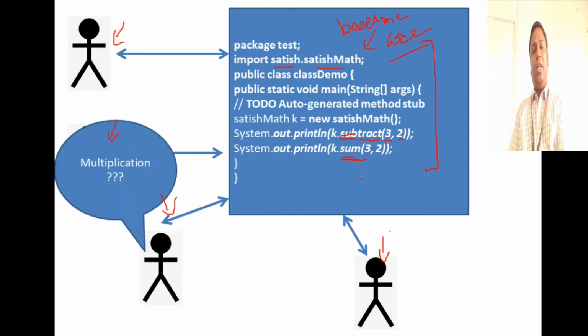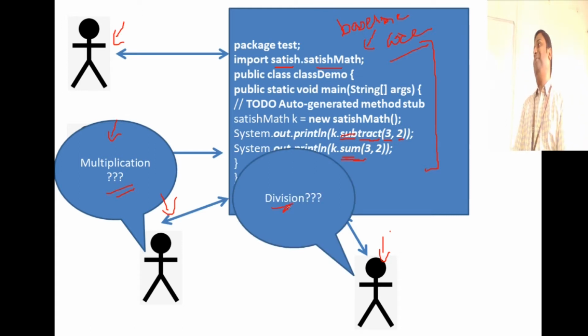Suppose there are two users who come out with certain needs. This user needs multiplication also, and this user needs division. So one user is looking for another functionality, an add-on functionality called multiplication. Another user needs another function called division. They are in need of these things, so they go and tell their teams that they need these two things.